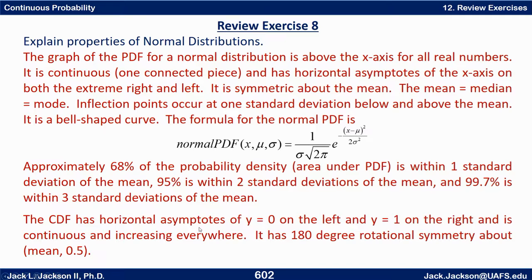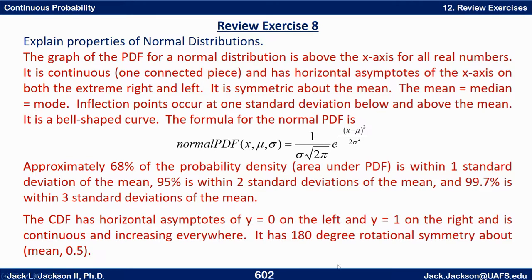The graph of the PDF for the normal distribution is above the x-axis for all real numbers. It's a continuous, one-connected piece. It has horizontal asymptotes of the x-axis on both the extreme right and left. It's symmetric about the mean, and so the mean equals the median, but it also equals the mode in this case, so the highest point is also in the middle. Inflection points occur at one standard deviation below and above the mean, and so it becomes a bell-shaped curve.